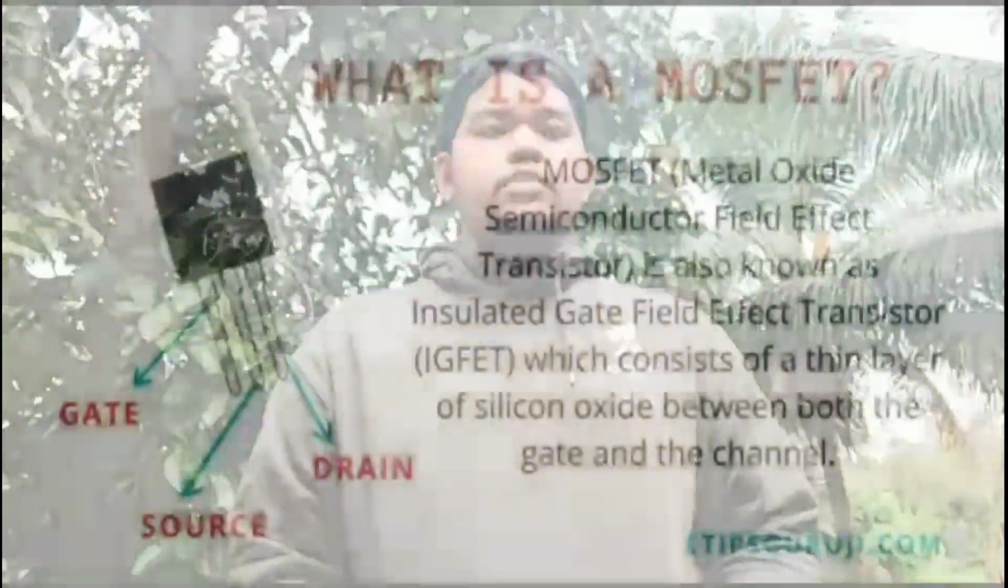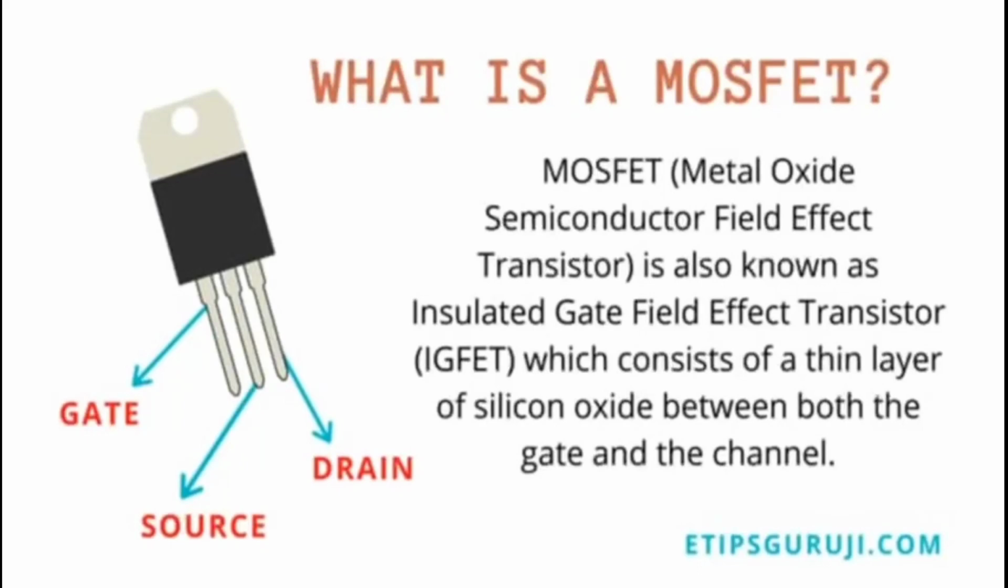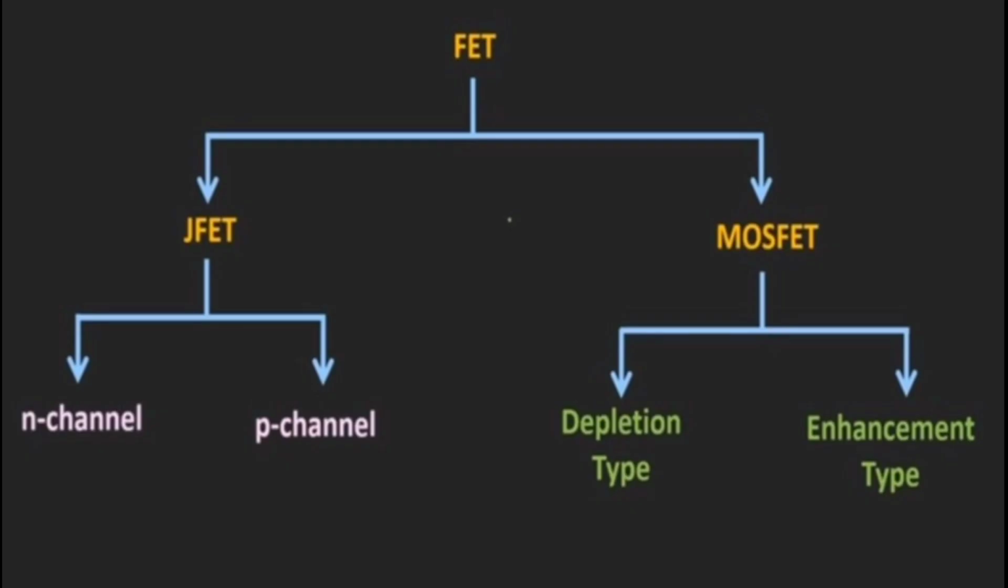Today we're going to present a type of MOSFET. MOSFET stands for Metal Oxide Semiconductor Field Effect Transistor. It's also known as Insulated Gate Field Effect Transistor (IGFET), which consists of a thin layer of silicon oxide between both the gate and the channel. MOSFETs can be further classified as either depletion type or enhancement type. In this video, we'll learn about the depletion type of MOSFET.